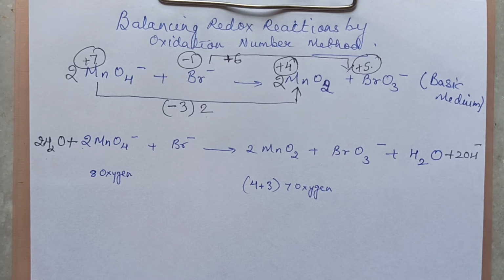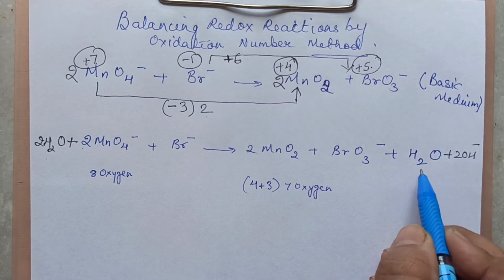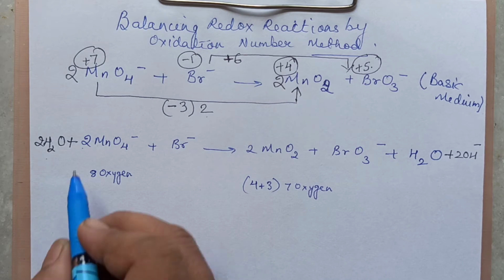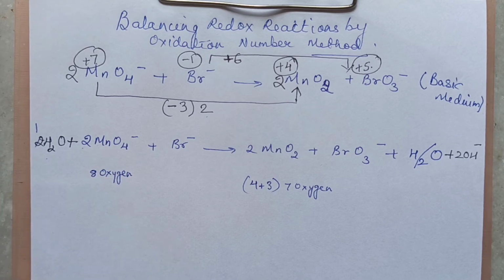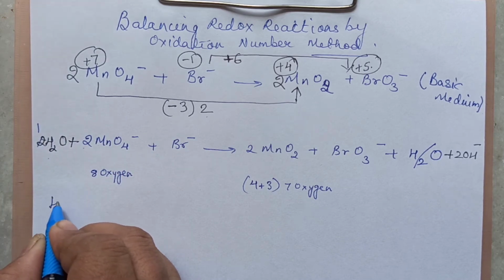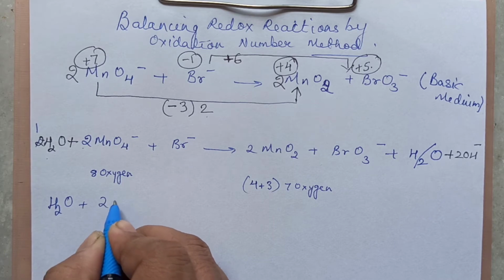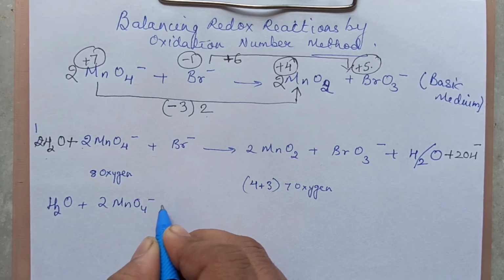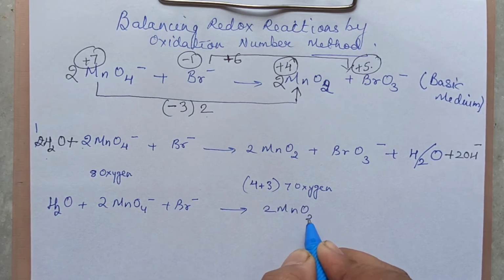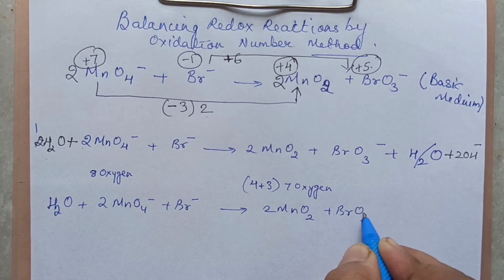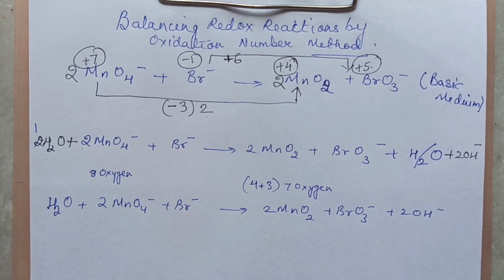Clear? That's it. Our work is done. The equation is balanced. Only thing is water you can cancel out. Water was coming on both the side, so you can just cancel this side water and write only one water molecule on the left hand side. So if I rewrite the whole equation for you, one water molecule, then 2 MnO4 minus plus Br minus will give you 2 MnO2 plus BrO3 minus plus 2 OH minus. You can try balancing it on your own also. It is very simple method.